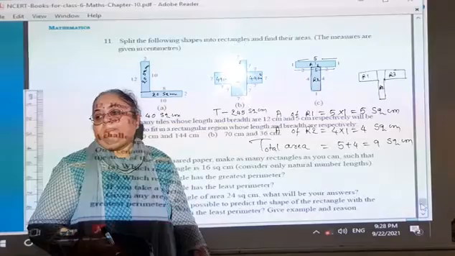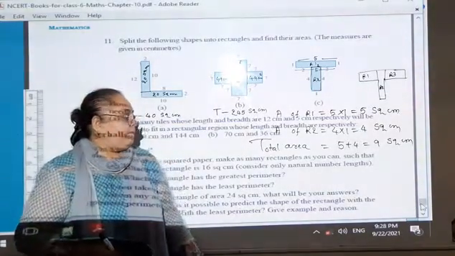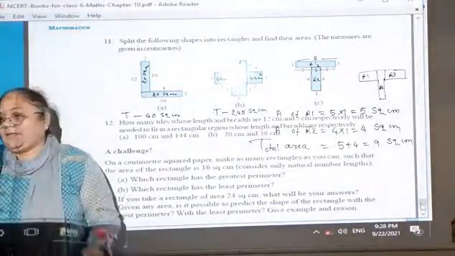चैलेंज करना है या नहीं करना? वो नीचे वाला. द चैलेंज देखते बेटा.